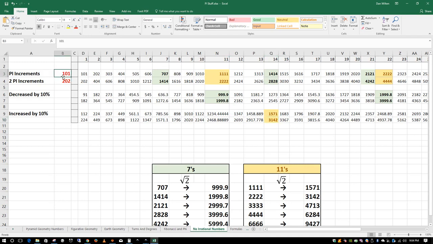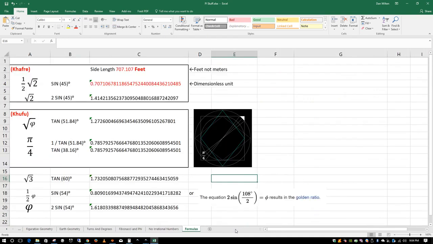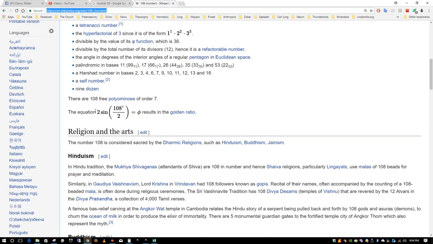But what I found really interesting, which has something to do with pyramid code, is when we get to our formulas, because it turns out that 54 is something very special. If you take the sine of 54 degrees, you get half of the golden ratio. And right here, I took this from Wikipedia. It says the equation of 2 sine of 108 degrees over 2 results in the golden ratio.